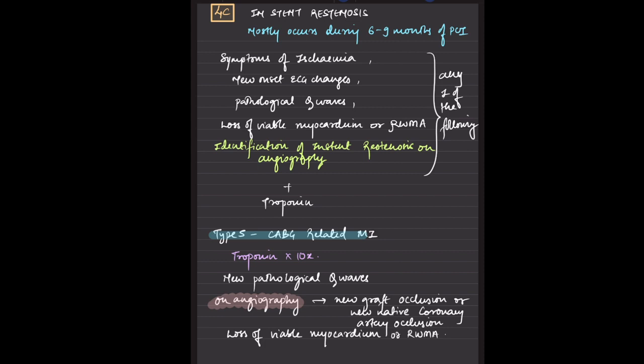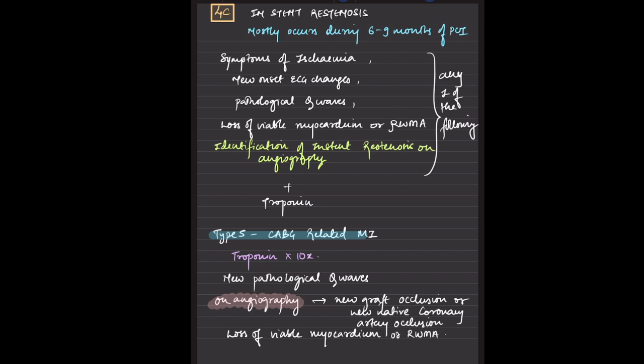Coming to the 4C, in stent restenosis, that mostly occurs after the PCI, that is 6 to 9 months after the PCI. There will be symptoms of ischemia, new onset ECG changes, there will be pathological Q waves, there is loss of viable myocardium or RWMA, and identification of in-stent restenosis on angiography. Of course, there will be increase in troponin levels.